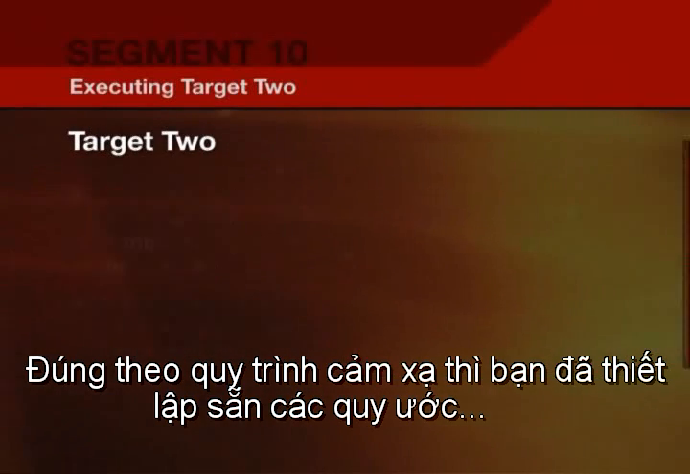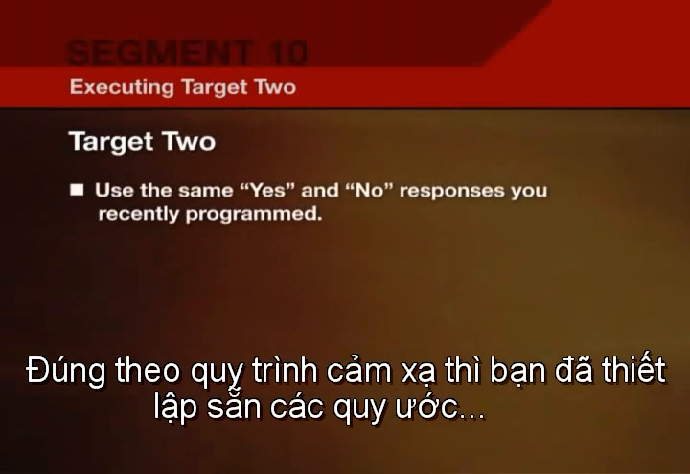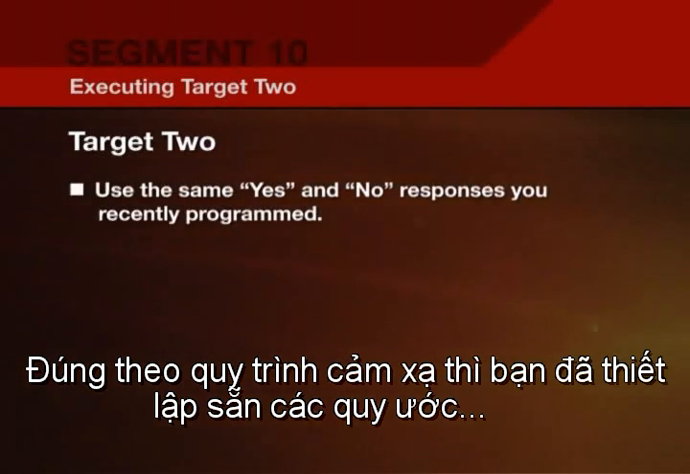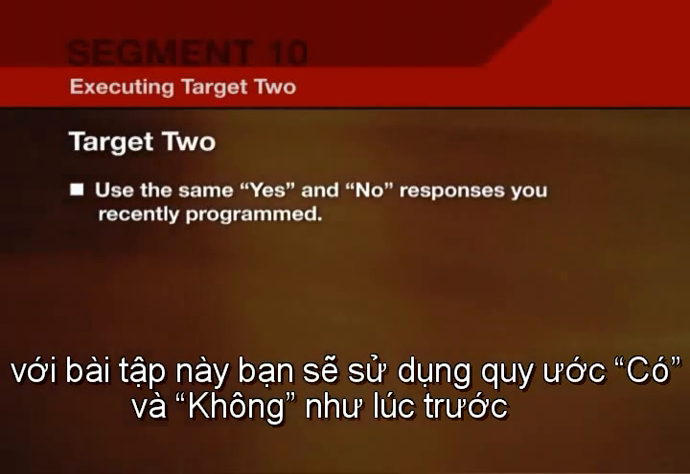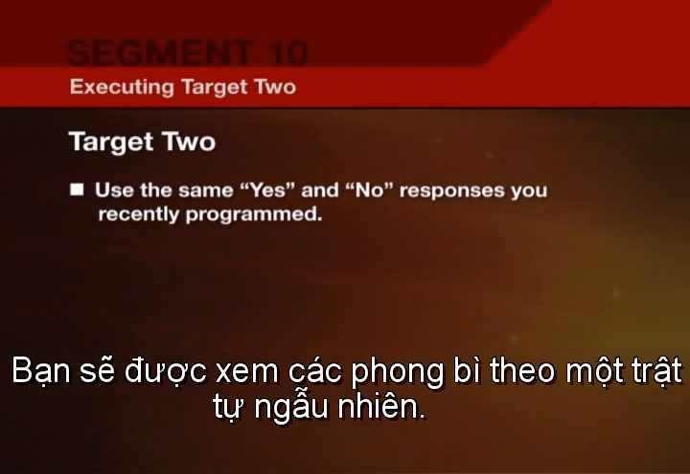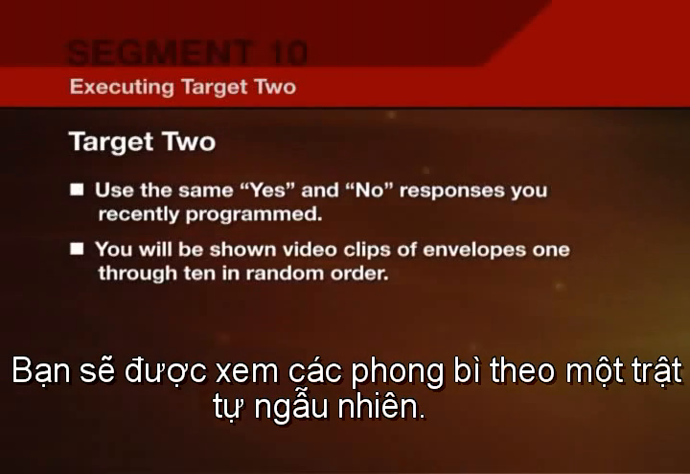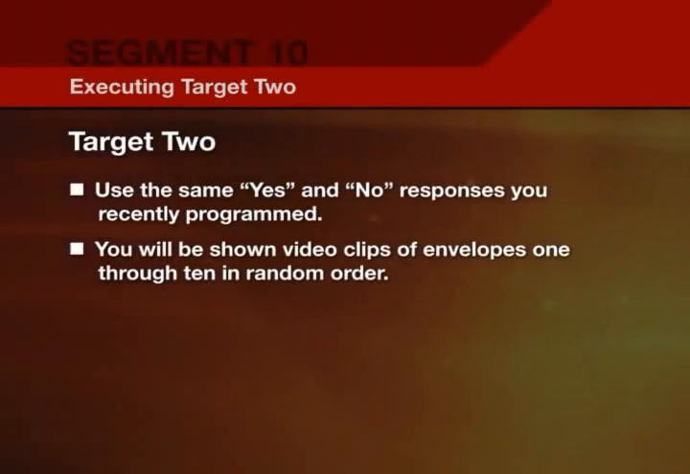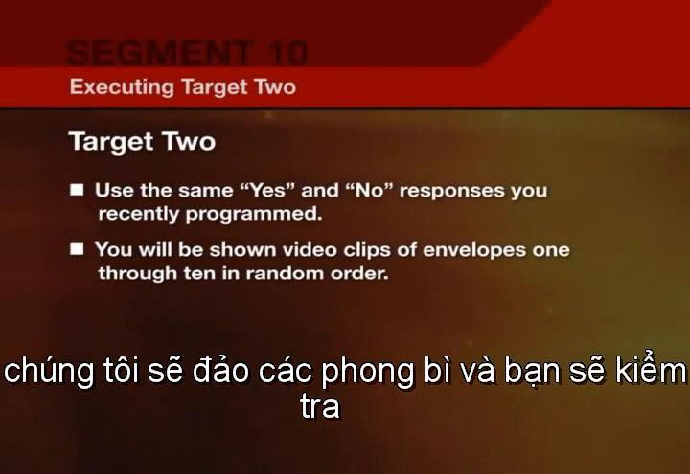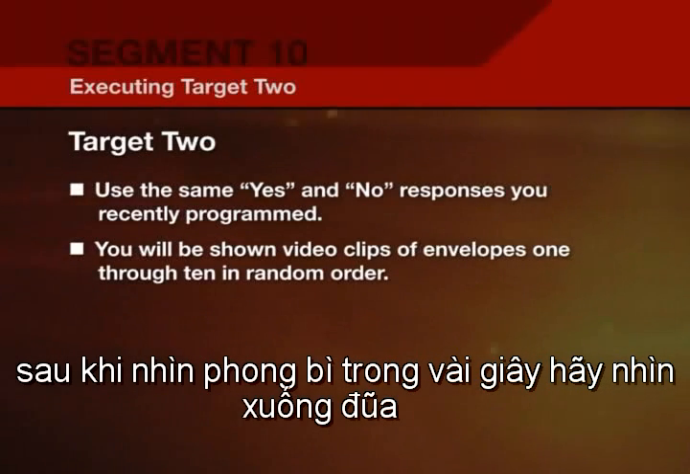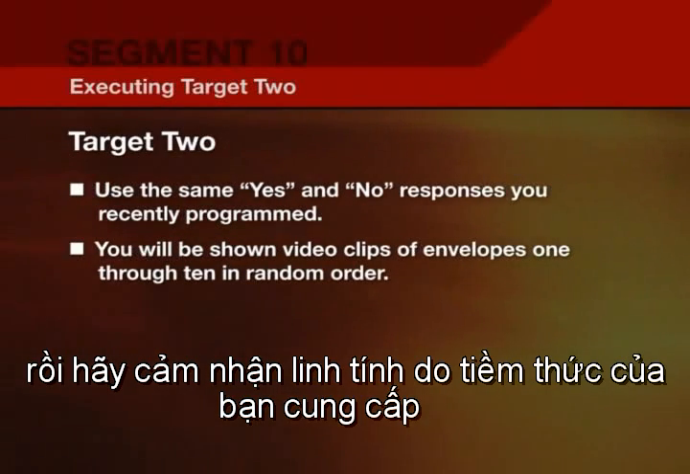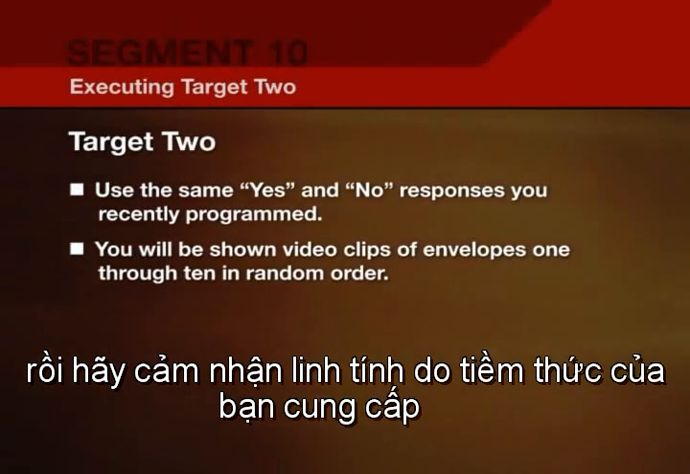Following dowsing protocol, you must first ensure that you consciously understand your feedback indications. For this target, you'll be using the same yes and no responses as before. You will be presented with footage of each envelope on your screen in a random order. As each envelope is displayed, begin the dowsing process. After viewing the envelope for a few short seconds, look down to your L-rods and determine the answer you believe your subconscious is providing.